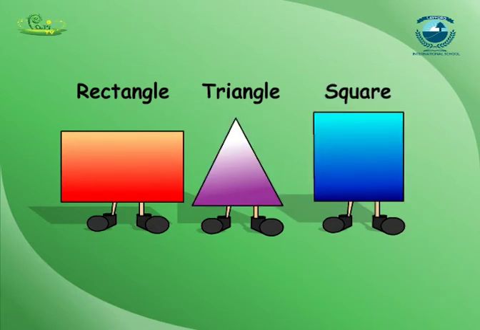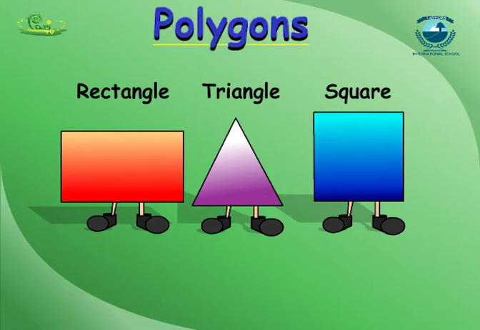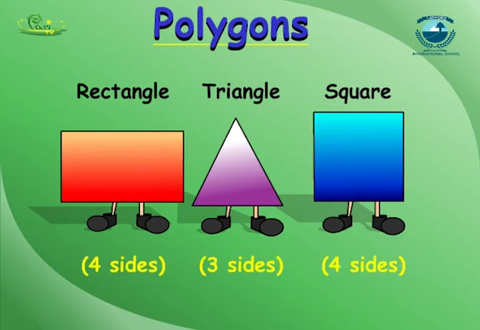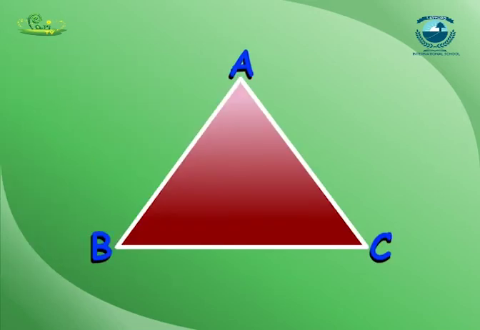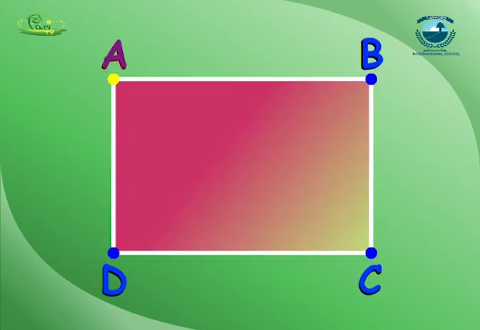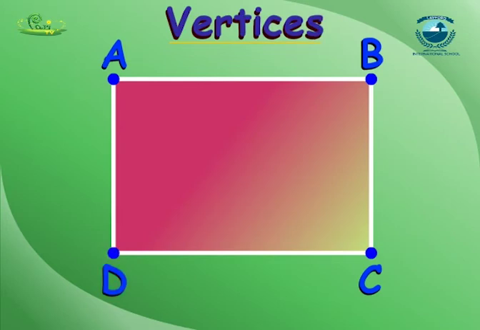But ever wondered what is the common name for these? These are called polygons. The polygons are closed curves which have three or more sides. I know that you all know it, but just to remind you once again, so that you don't forget, the line segments forming a polygon are called its sides. And the meeting point of a pair of sides is called its vertex.